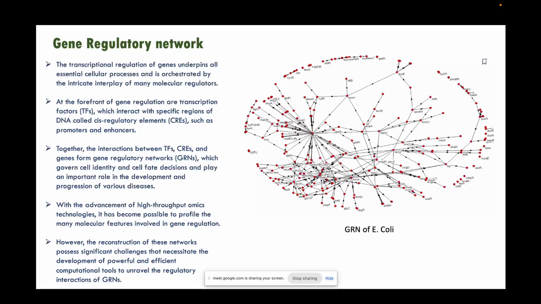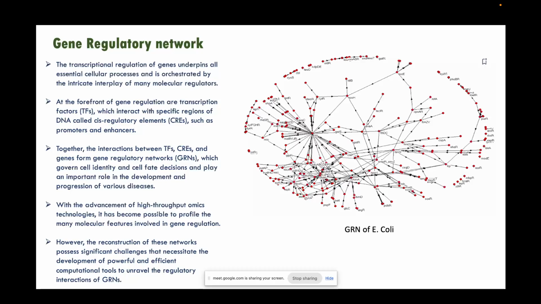So the transcriptional regulation of genes underpins all essential cellular processes and is orchestrated by an intricate interplay of many molecular regulators. At the forefront of gene regulation are transcription factors with specific regions on the DNA called CREs, which are known as cis-regulatory elements. These are mainly made up of promoters and enhancers. These are the places where the transcription factors and other elements bind and thus regulate the expression.